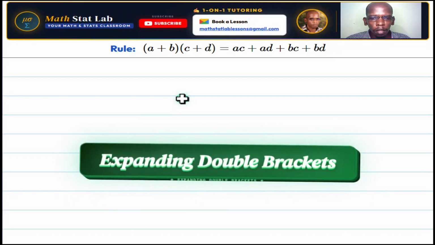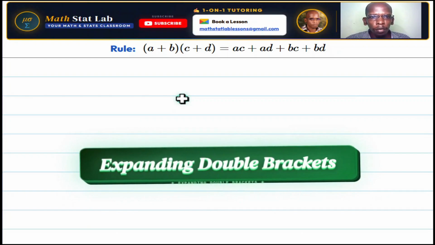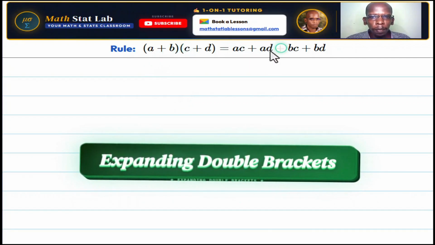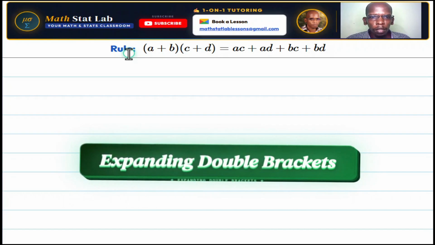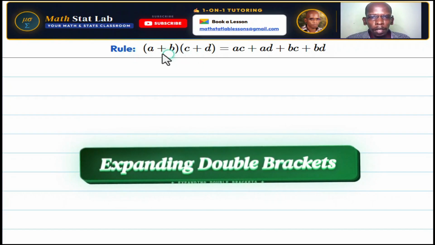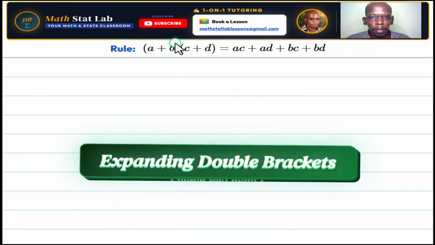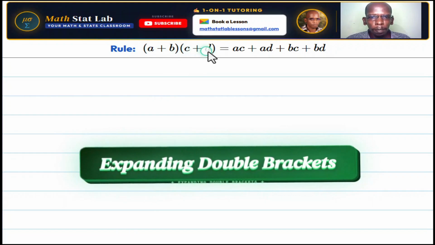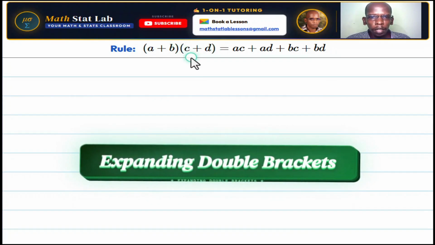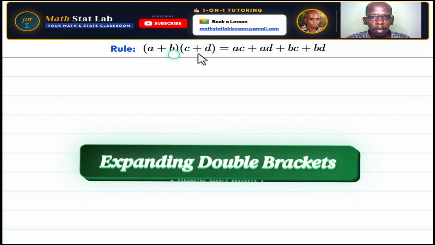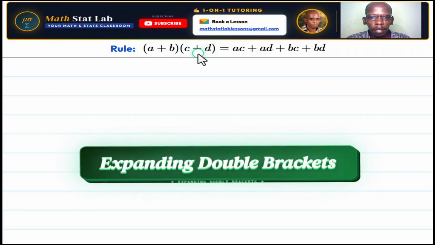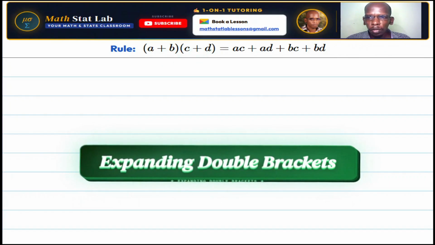To expand double brackets in surds, we need to understand this rule here, which we call the distributive rule. What it basically means is, if we have A plus B in one bracket, then C plus D in another set of brackets, then we need to take everything in the first bracket and multiply it with everything in the second bracket. Let me show you.